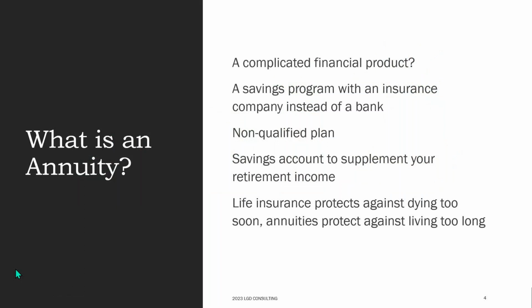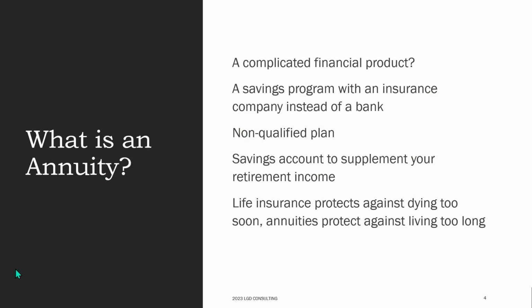Most people think it's a complicated financial product, but in reality, to keep it simple, it's just a savings account with an insurance company instead of a bank. When you set up a savings account with a bank, you deposit money in, and maybe every month you put some money into this account, and every year you're going to earn interest on it. And at the end of the year, you're going to get a 1099. You've got to pay taxes on that interest.